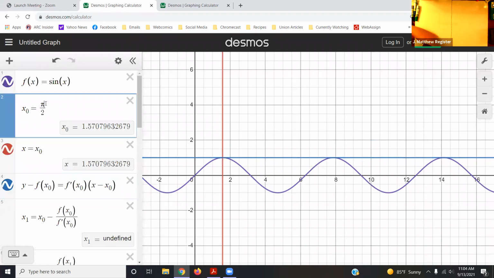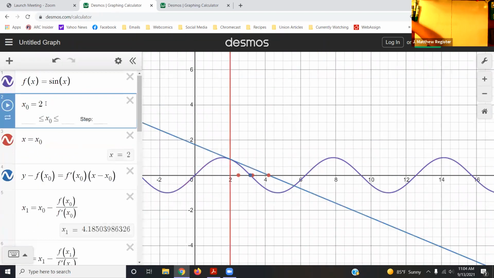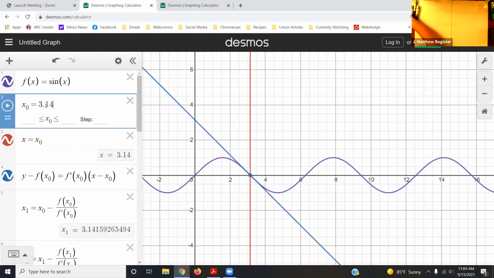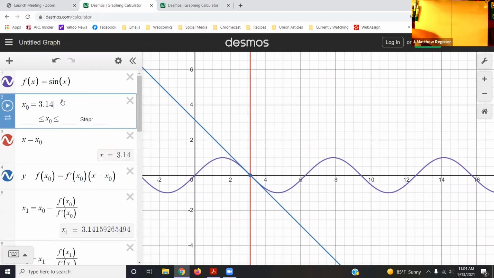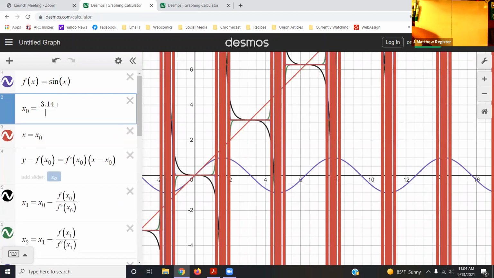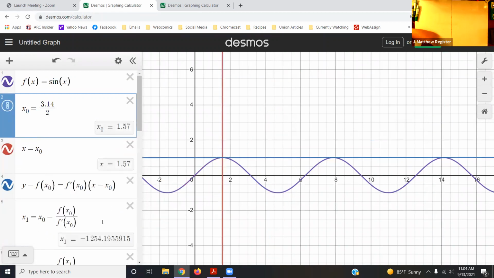But let's say that instead we chose 3.14. Oh, I don't have numlock on. How about 3.14? 3.14 over 2, I meant. There we go. At 3.14 over 2, our tangent line, our linearization at that point, ends up being so inaccurate that it doesn't actually cross until negative 1254, which is not a very good approximation.